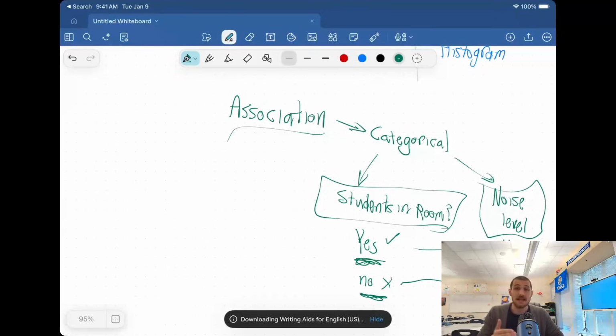What that means is the distribution for the students being in the room and the noise level will be different looking than the one for students not being in the room and there being noise level. That difference proves or shows an association, not a causation. It doesn't show that one causes the other, although it may indeed do so. In this case, it does. But it doesn't prove that. All it shows is an association.